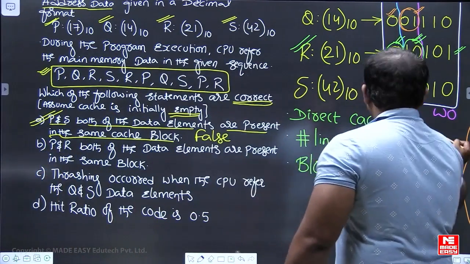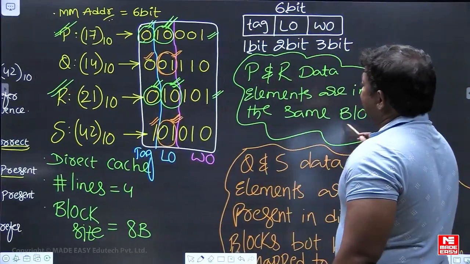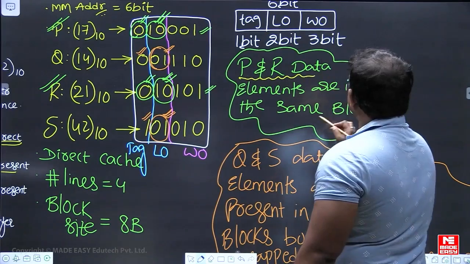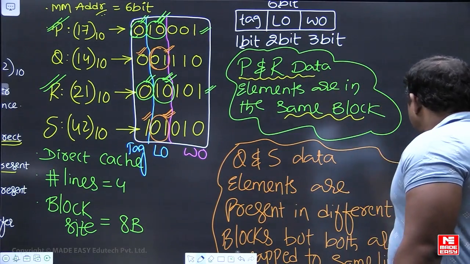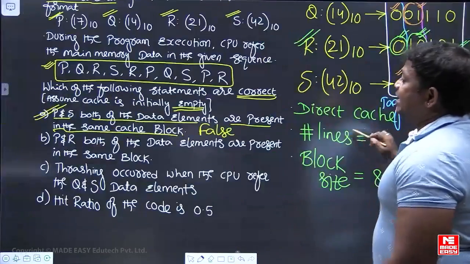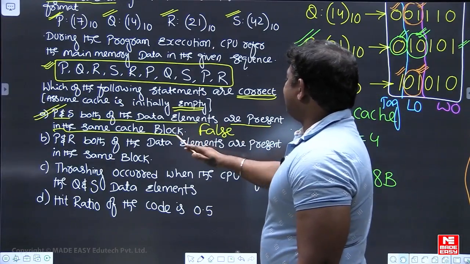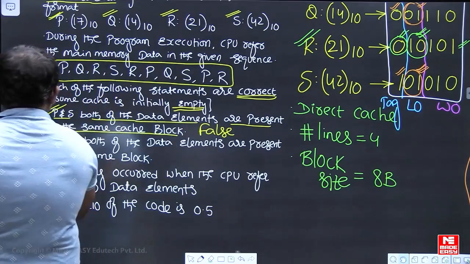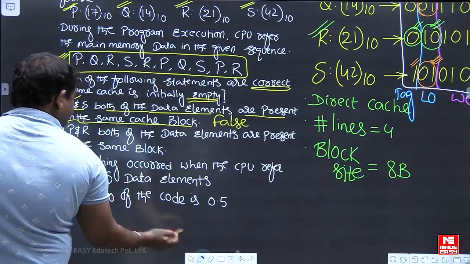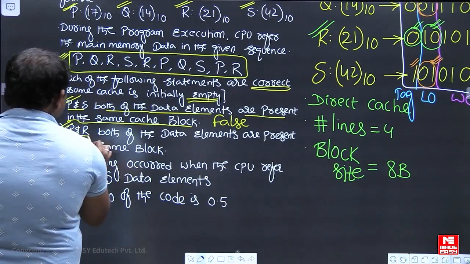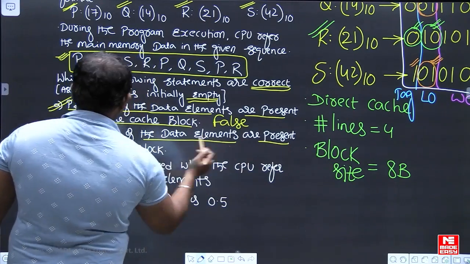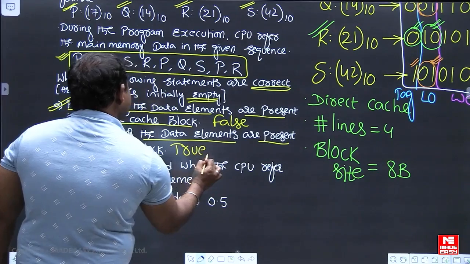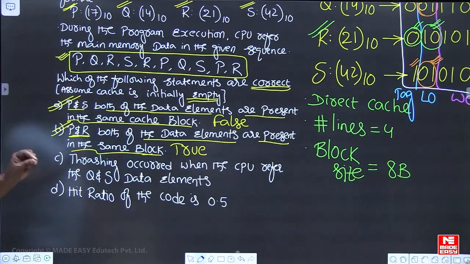See this, P and S, right? They are given. But here P and R both are present in the same block. But what does the question say? P and S both are present in the same cache block. That is false. Next, in this statement, P and R both are present in the same block. Yes, this is true. First statement is false. Second statement is true.